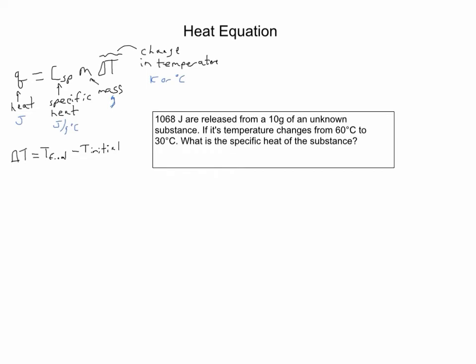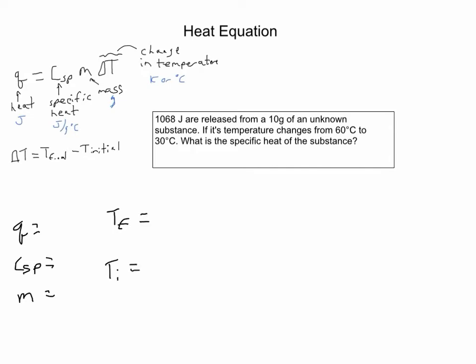Here we have a sample problem. 1,068 joules are released from 10 grams of an unknown substance. If its temperature changes from 60 degrees Celsius to 30 degrees Celsius, what is the specific heat of the substance? So what we're going to use is the equation, and we'll make a list of variables. So the variables needed are Q, CSP, M, TF, and Ti.